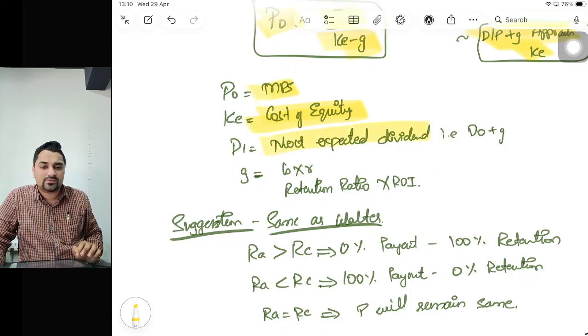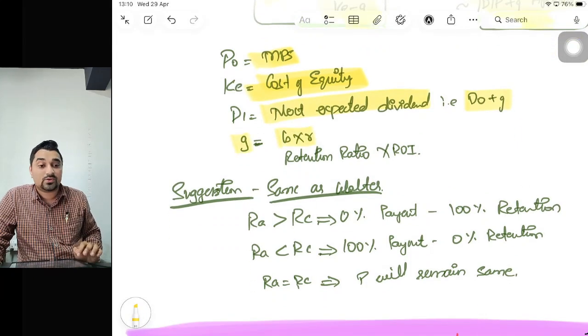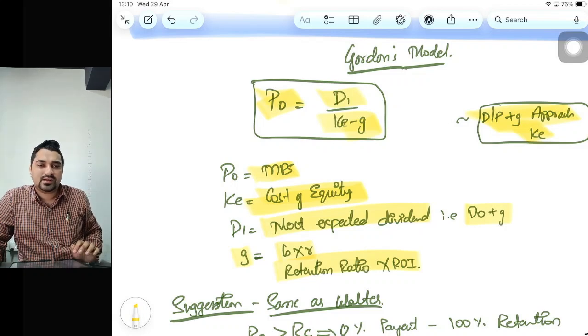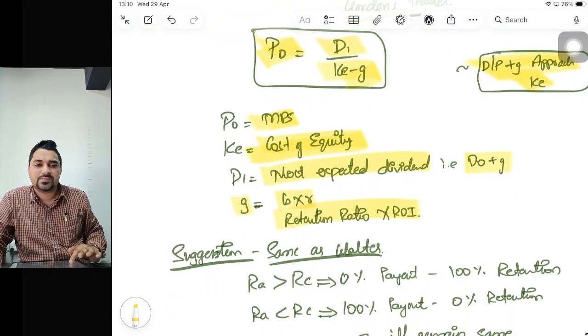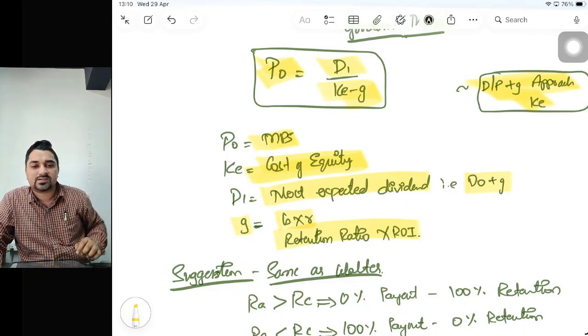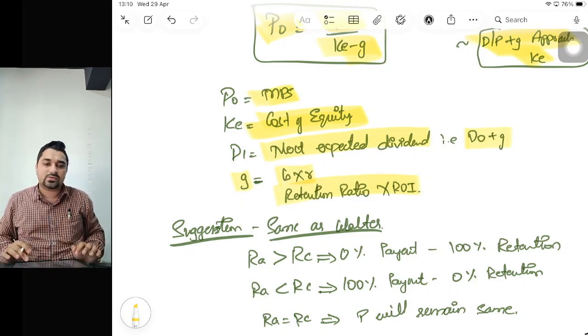So how do you calculate D1? Very simple. D0 plus growth. What do you mean by G? G means b into r, the same growth: retention ratio into ROI. So what is the formula given by Gordon? Gordon says your market price per share today is nothing but the present value of all your future dividends. So the formula is P0 equal to D1 divided by KE minus G, wherein P0 is the market price per share, D1 is the next expected dividend, KE is your opportunity cost, that is nothing but your cost of equity, and G is nothing but the growth rate. Growth rate means G equal to b into r.